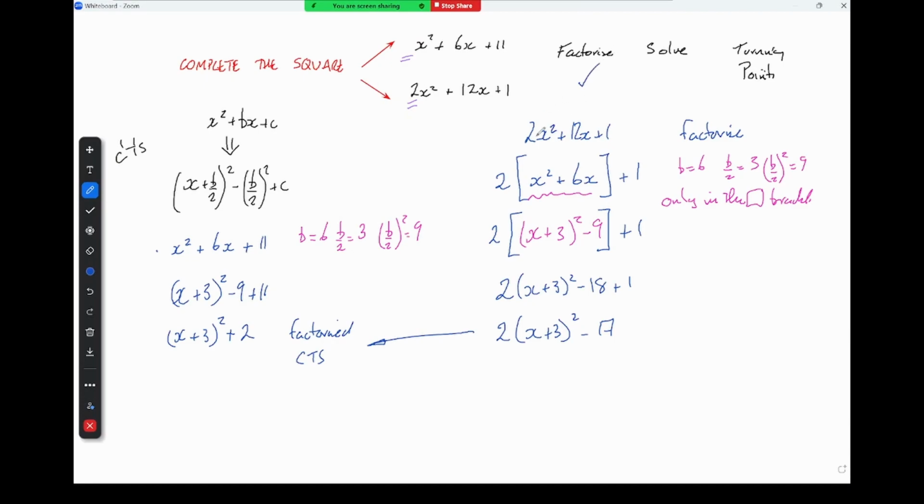That's that bit done. What do I have to do to solve? Well, let's see what we do to solve now.